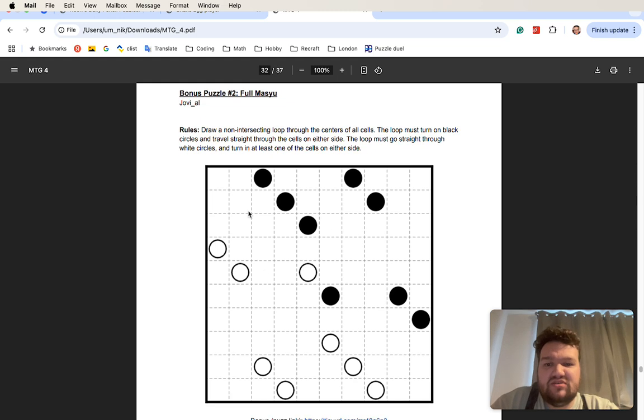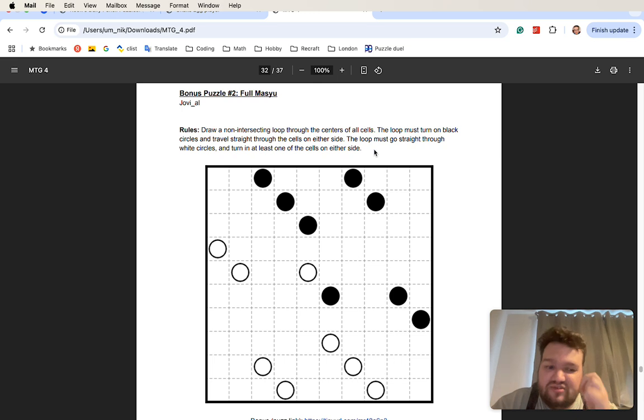The second bonus puzzle is a full Masyu puzzle by Jovial. Draw an intersecting loop through the centers of all cells, because it's a full puzzle. The loop must turn on black circles and travel straight through the cells on either side. The loop must go straight through white circles and turn in at least one of the cells on either side.